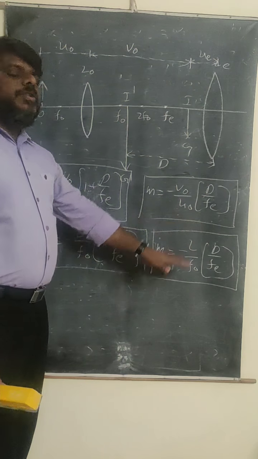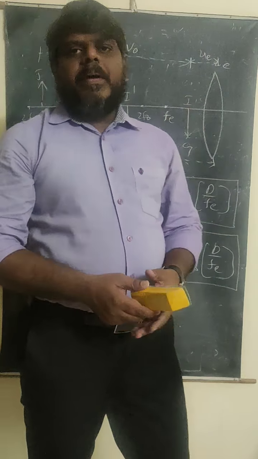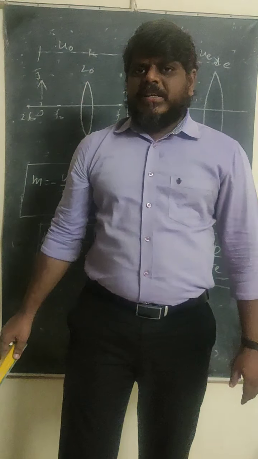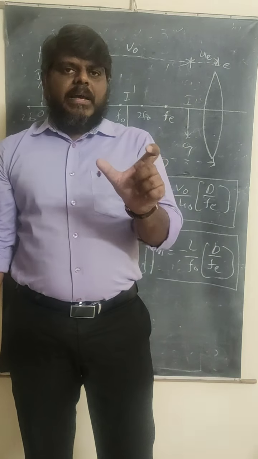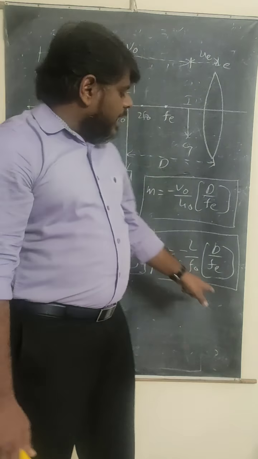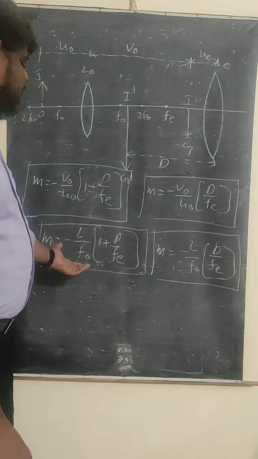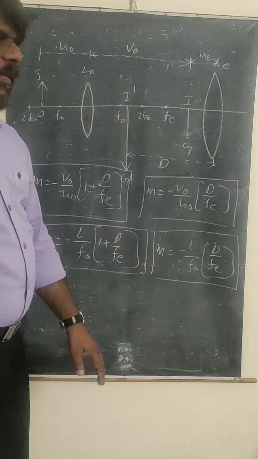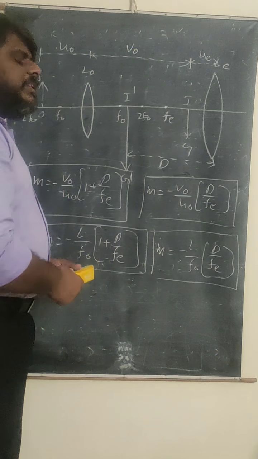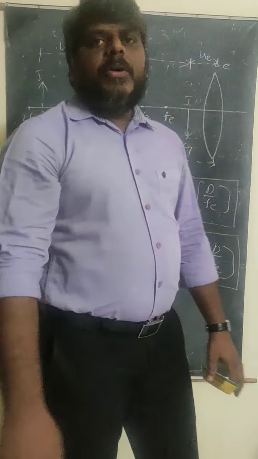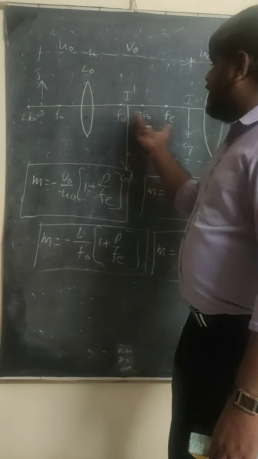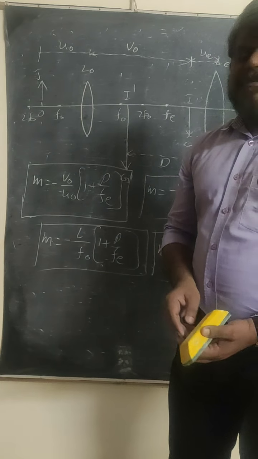So these two forms you have to remember. Sometimes, instead of giving the object distance and the image distance, they will give you the length of the microscope, and they will give you the focal length of the objective lens and the eye lens. Then directly you can use these formulas to solve the problems. So these are the formulas which are very important for the compound microscope. Try to remember the image distances itself.